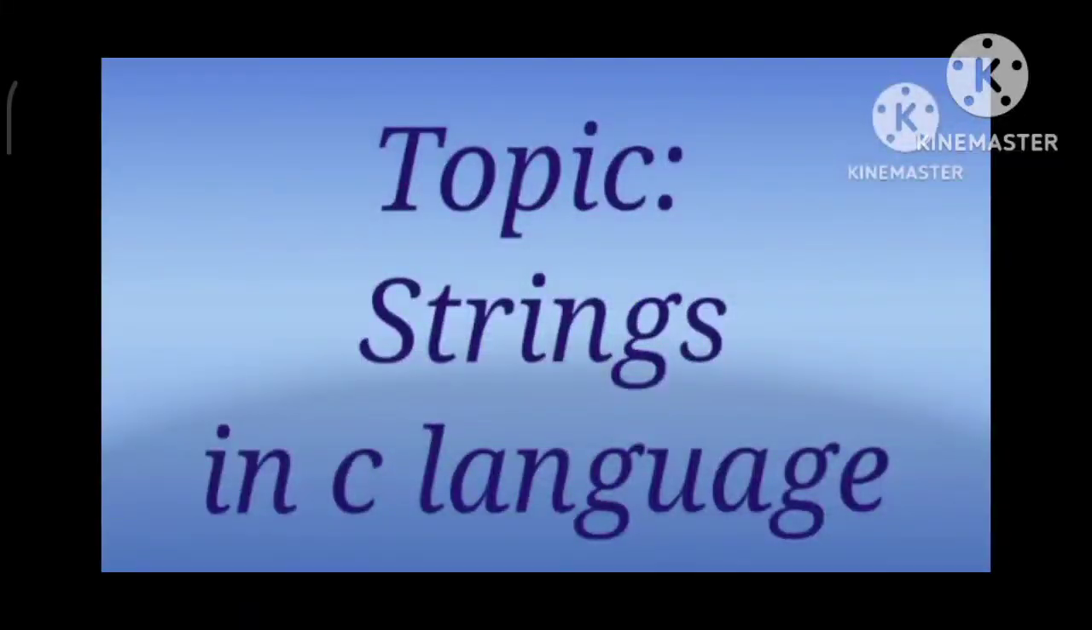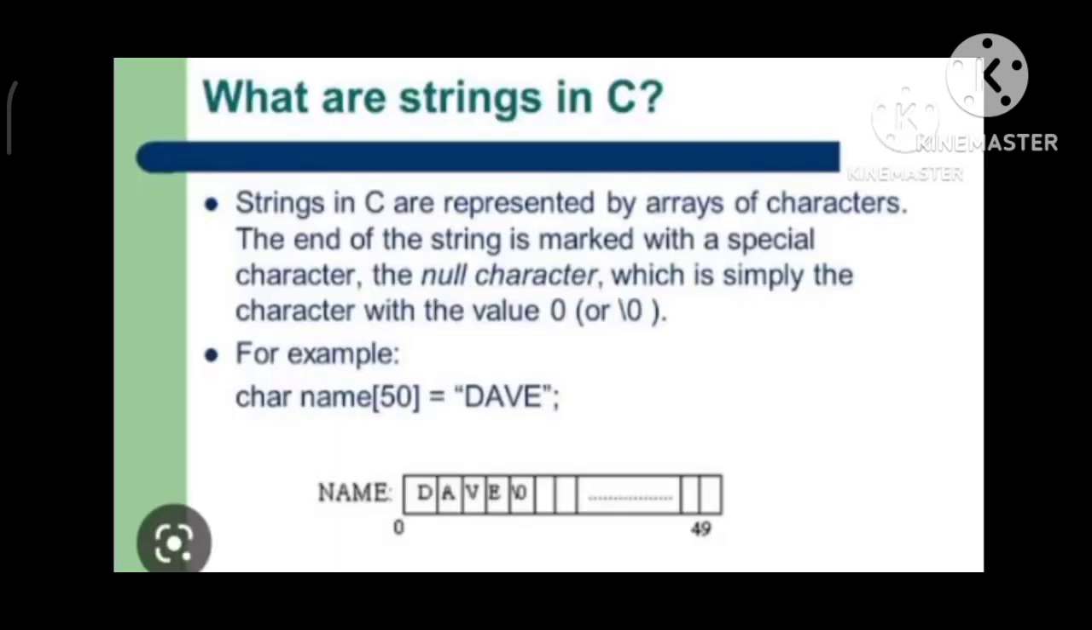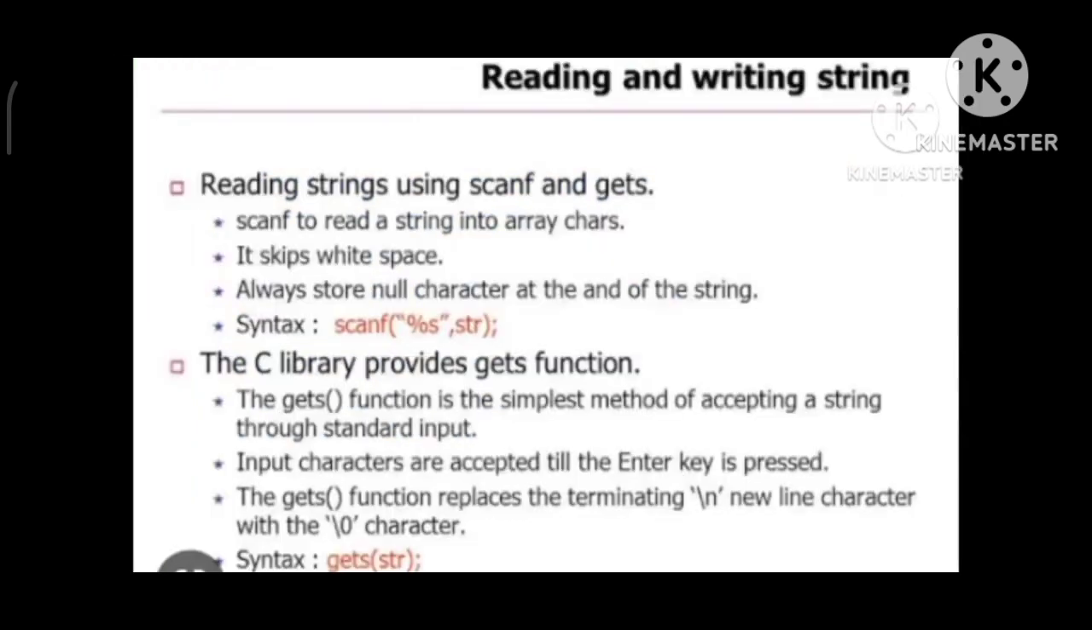Today I am going to talk about strings in C language. First, what are strings in C? Strings in C are represented by arrays of characters. The end of the string is marked with a special character, the null character, which is simply the character with the value 0 or \0. For example, char name[50] = "Dev".